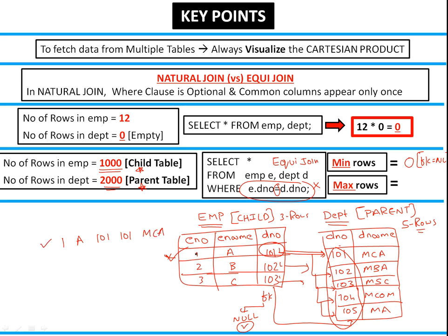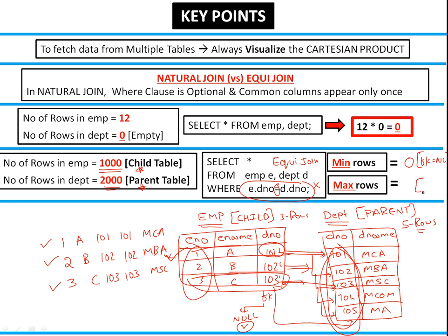Similarly, 2B, 102. This also joins with all 5 rows and selects only 1 record, MBA. 3C, 103. This one also joins with all 5 departments and selects only with this sample, 103, MSc. So, ultimately all employees selected. So, maximum means all employees will be selected. So, maximum comes always from child table. That is the number of rows in child table.